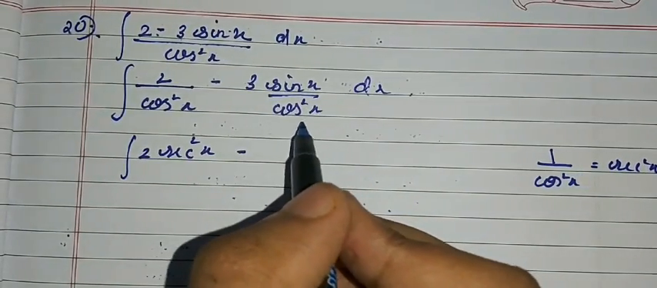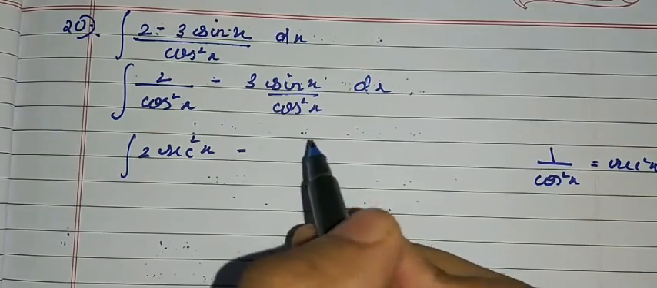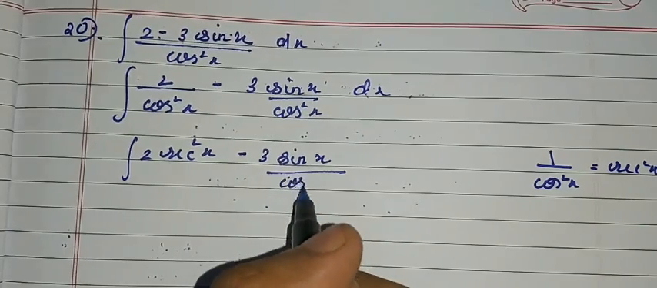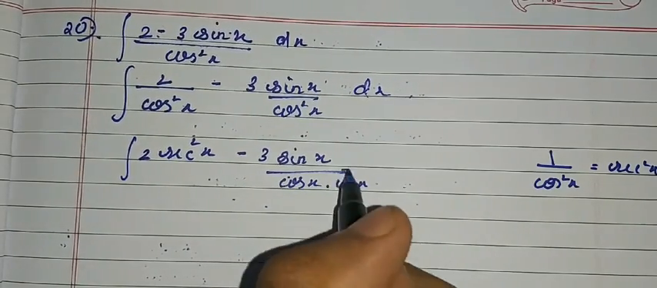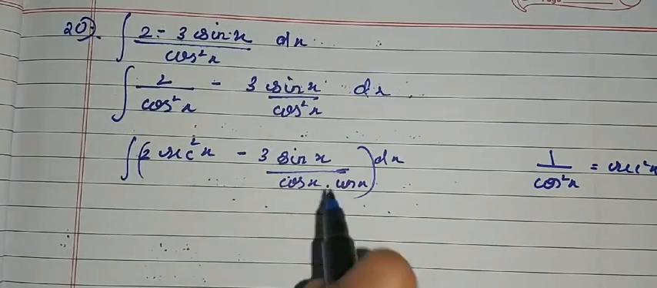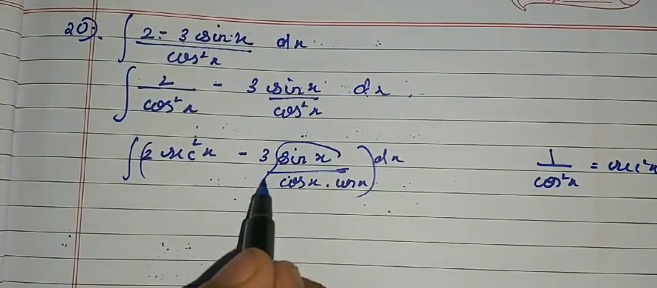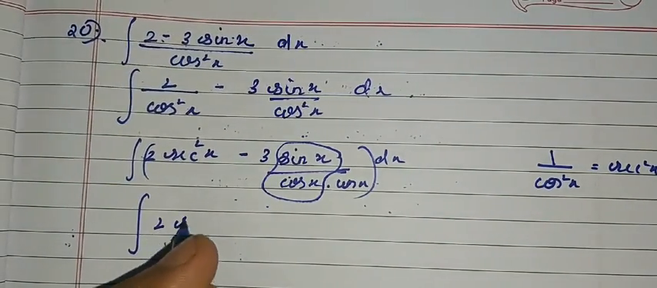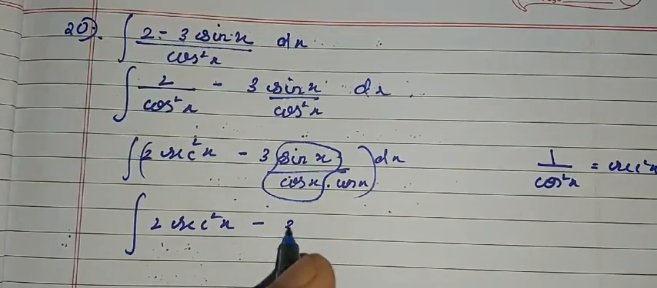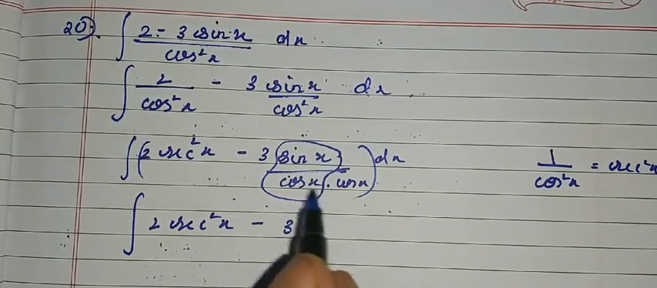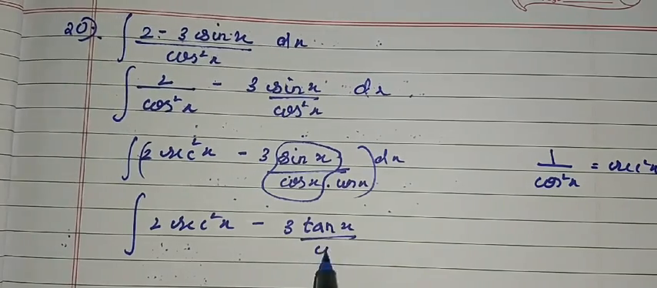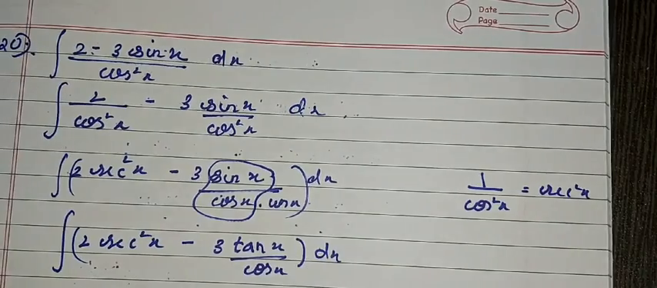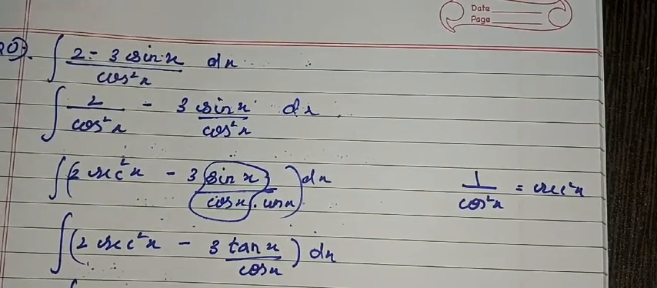Now there is cos square x. Cos square x can be written as cos x into cos x. So we can write it as 3 sin x by cos x into cos x dx. Now what is sin x by cos x? Sin x by cos x is tan x, right? So we write it like this: 2 sec square x minus 3 tan x in the numerator by cos x, into dx.